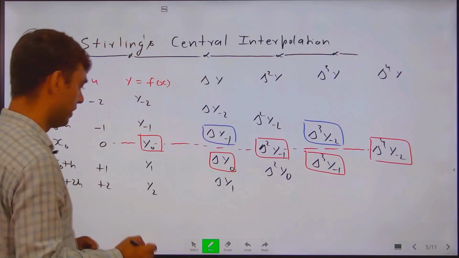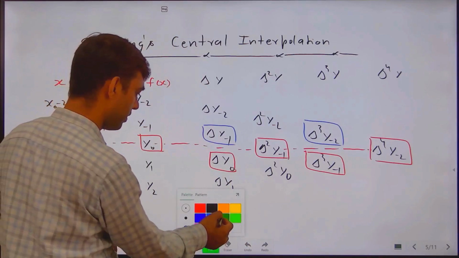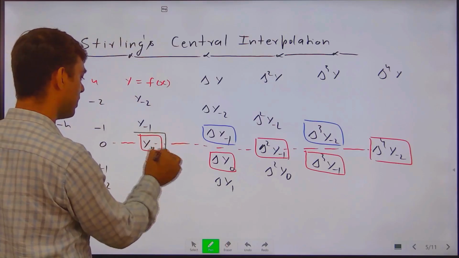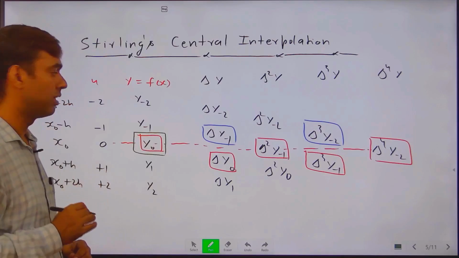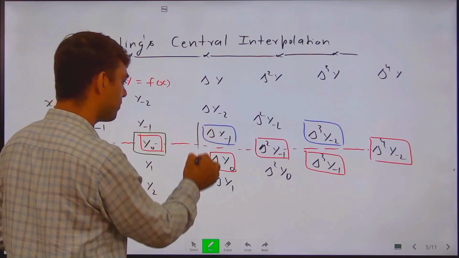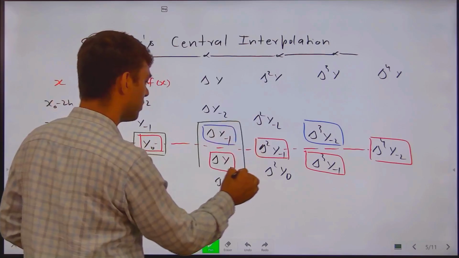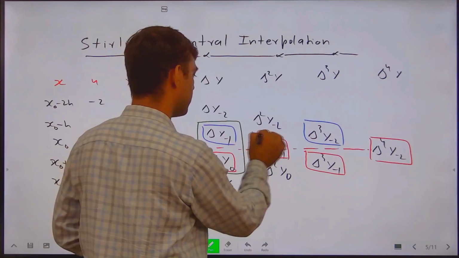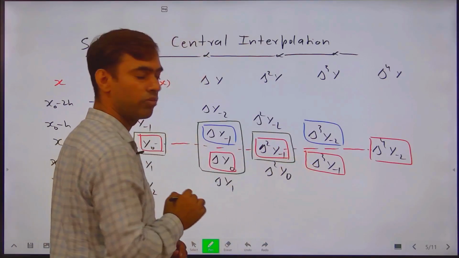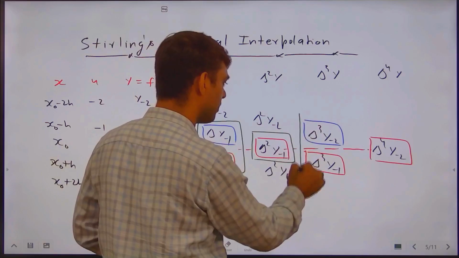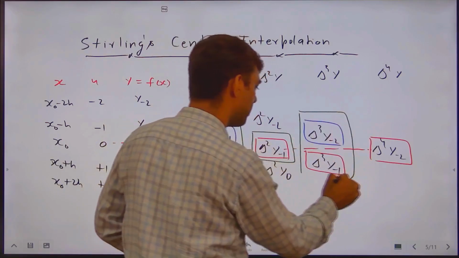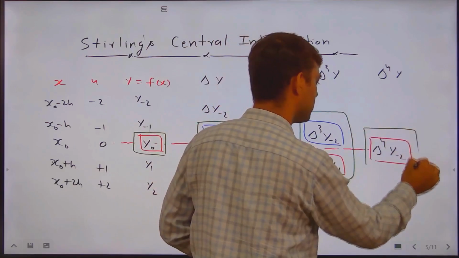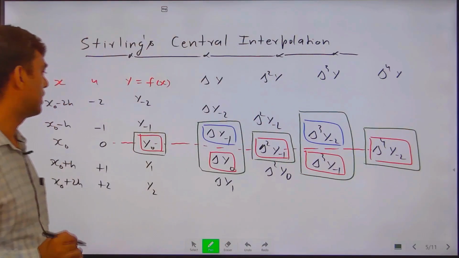Means, in the Stirling formula, we use the central value if there is an odd number of terms. If there is an even number of terms, we find the average of these two. If there is just one central value, then we choose that one central value. If there are two central values, then we find the average of these two.